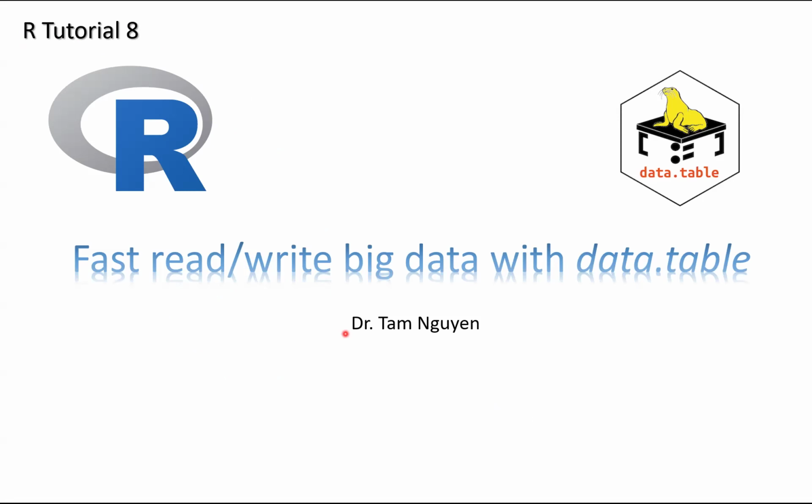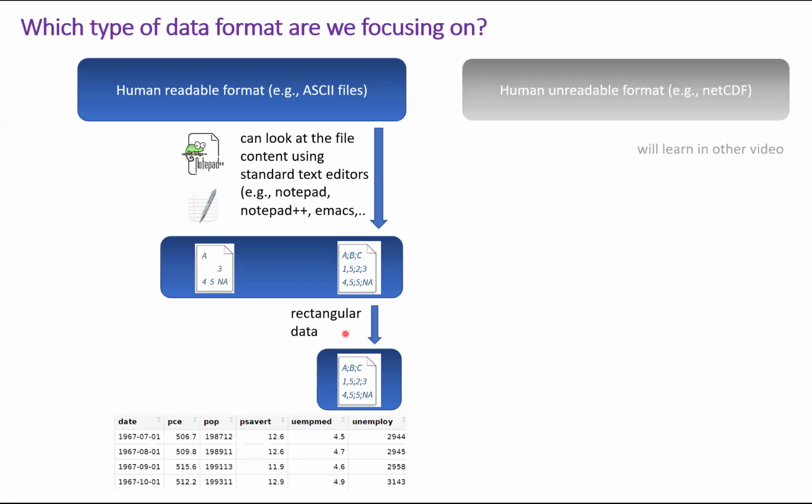Everyone, in this video, I will talk about how to read and write big data with the data.table package in R. And which data am I talking about? Here I'm talking about human readable format data. For example, with this data, we can open with traditional text editors such as Notepad++ or Emacs and so on. There are also different types of data, and we only narrow down our focus on the rectangular data. I mean, the data that are organized into rows and columns.